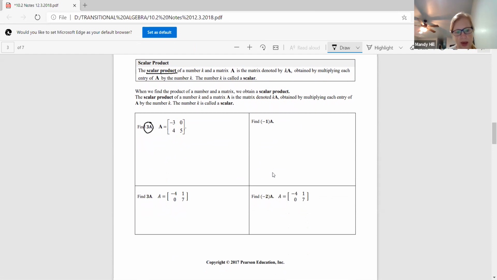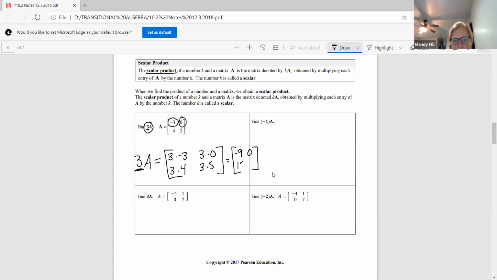So if we're doing 3 times A, we're going to take everything inside of this matrix. So we've got -3, and they want us to multiply it by 3. So it would be 3 times -3. This place has a 0, so it would be 3 times 0. We're taking everything and multiplying it by 3. 3 times 4, and then the last one would be 3 times 5. So our final answer would be 3 times -3, that's -9. 3 times 0, 0. 3 times 4, 12. 3 times 5, 15. Okay.